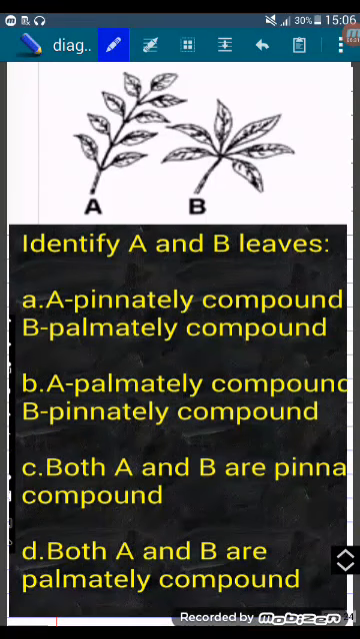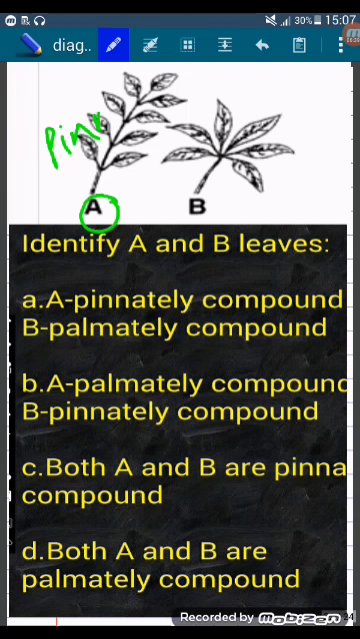Next question, identify A and B leaves. So A is pinnate compound leaf, and B is palmate compound leaf. Answer is A.